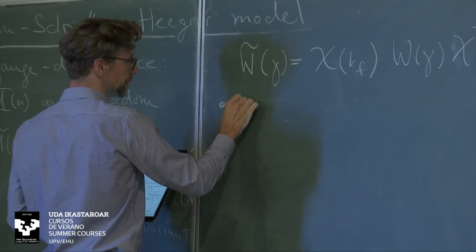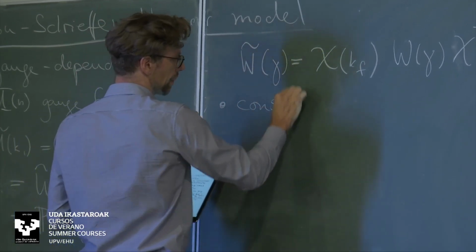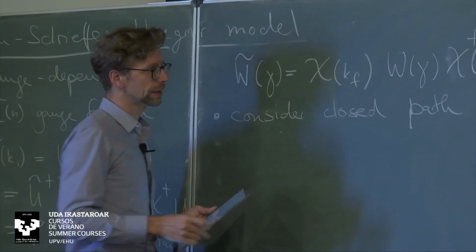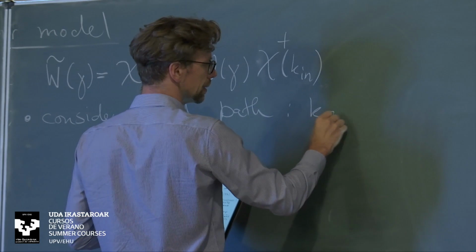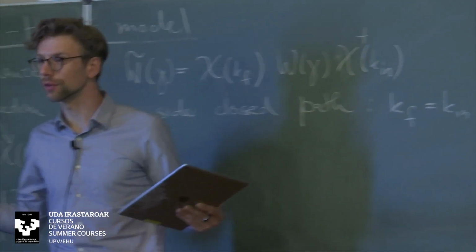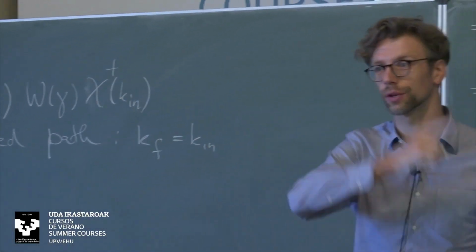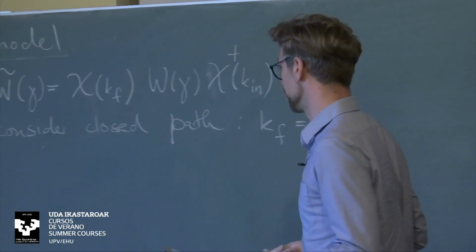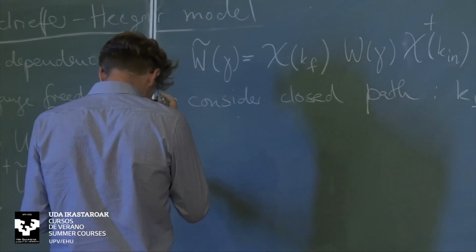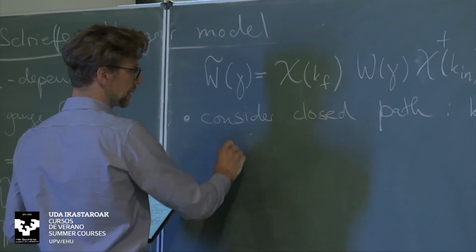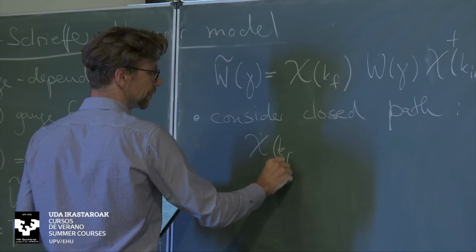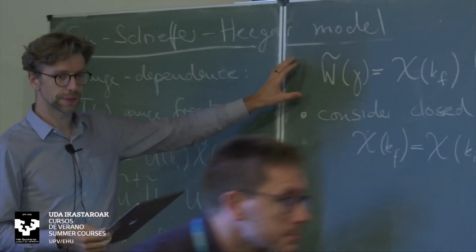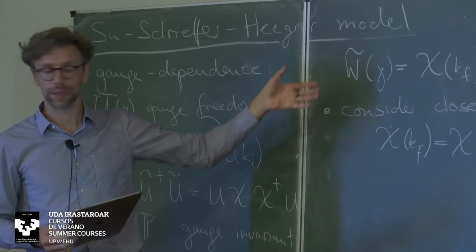we can consider a closed path where the initial and the final state are the same. And now in 1D, there is only one closed path, right? To come back to our Su-Schrieffer-Heeger model, we would just go through the whole Brillouin zone, that is a circle in 1D. Our path would just be the entire Brillouin zone. And if we do so, then of course, chi k final, because of the periodicity of the Bloch states, is equal to chi initial. And so then you see that W is still not gauge invariant, but it's gauge covariant.